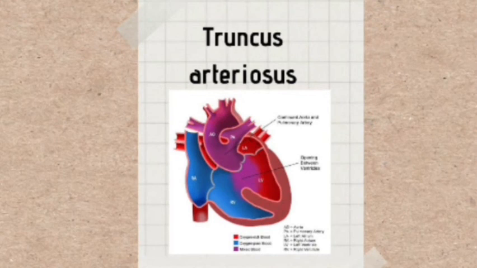The last type is truncus arteriosus. Truncus arteriosus is an uncommon type of congenital heart disease. It's where the two main arteries don't develop properly and remain as a single vessel. Truncus arteriosus is usually fatal if it isn't treated.